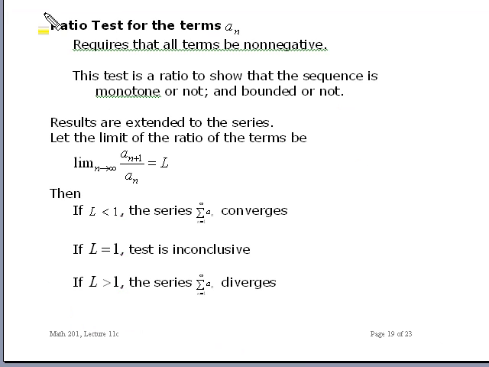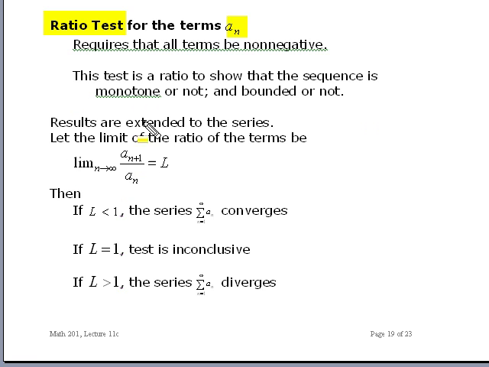The ratio test is very useful. It's used later for power series, to test the convergence of power series. The ratio test looks at the terms a_n of this infinite series. First, it requires they all be non-negative. That means they can be 0 or positive, but they cannot be negative. And if they happen to be negative, you need to take the absolute value and test for absolute convergence.